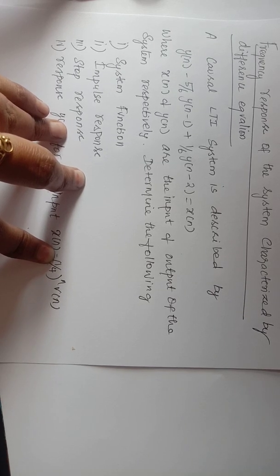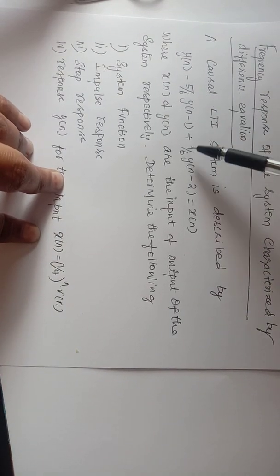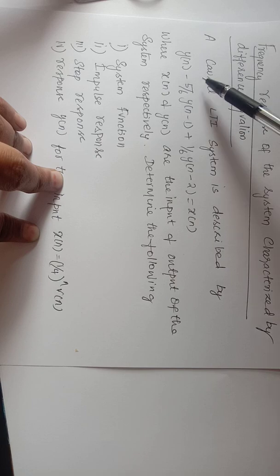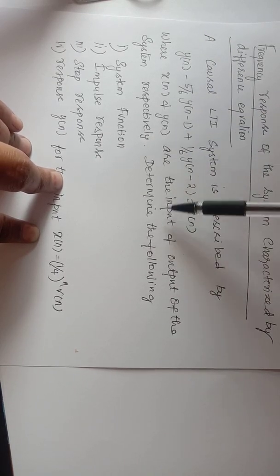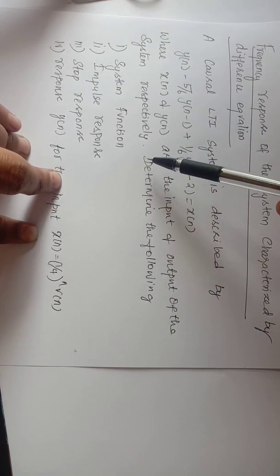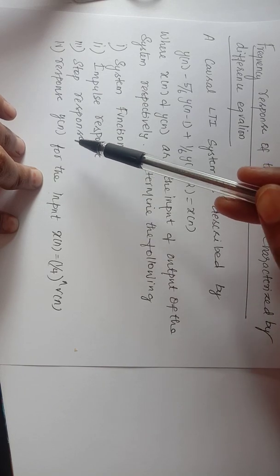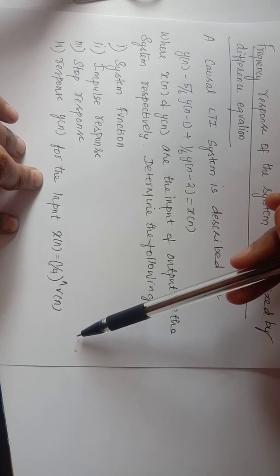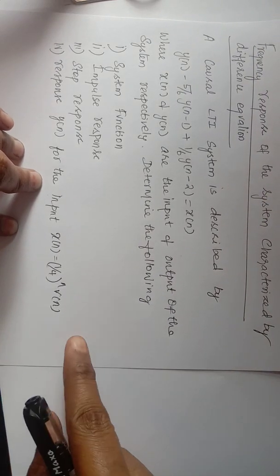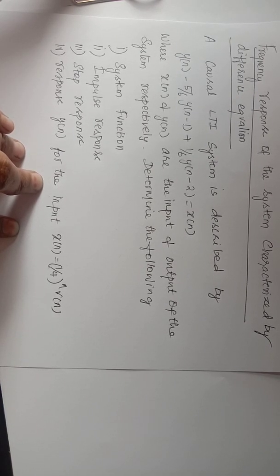So first, consider a causal LTI system described by y of n equal to some relation they have given, relating y of n to x of n, where x of n and y of n are the input and the output of the system. Determine the following: the system function, impulse response, step response, and response y of n for the input x of n equal to (1/4) power n into u of n. We will see all these in detail one by one, and first we will see how to find the system function.